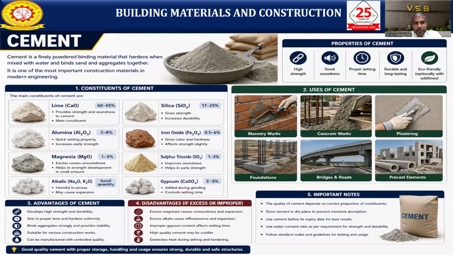So the main constituent of this is lime. Then alumina, we have a small percentage, 3 to 8 percent. It gives very quick setting properties and increases the early strength of the material. Next there is silica. Silica ranges between 17 to 25 percent in our cement. It gives the most strength and increases the durability.